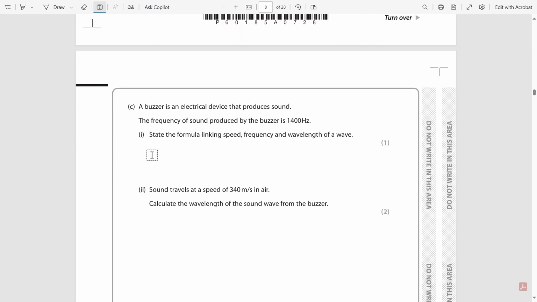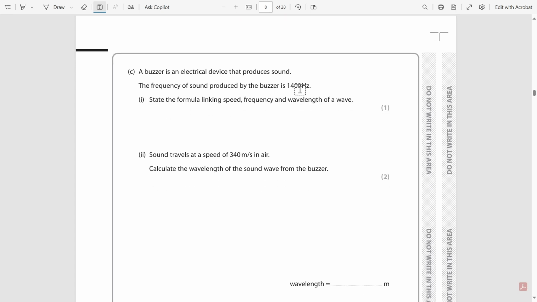Okay. A buzzer is an electrical device that produces a sound. The frequency of sound produced by the buzzer is 1,400 hertz. Speed. Okay, so I think they're trying to trick us, guys. It's not exactly speed, or at least that's not how I learned it. It's v, velocity. So let's just write the abbreviated version, because I don't actually have the lambda. And I'm not writing wavelength. Oh my god, that's too big for my writing of a word.